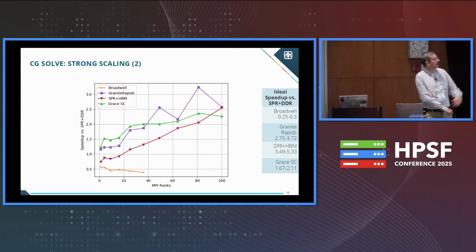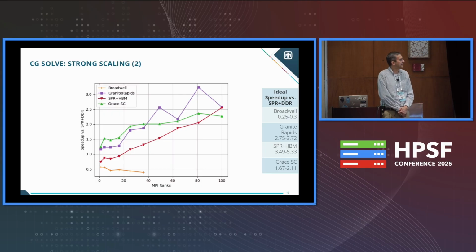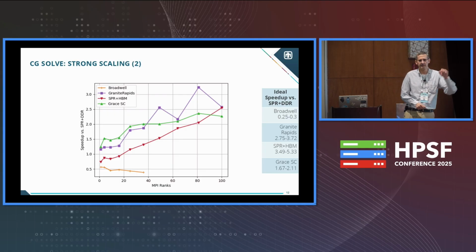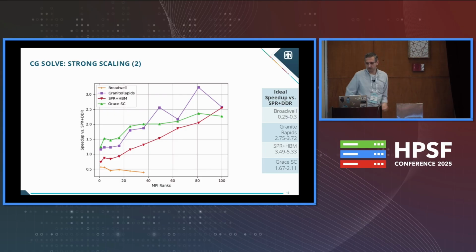We see our older Broadwell machine is actually faster than you think it should be, by a non-trivial amount. Our Sapphire Rapids with HBM, the next one up there in red, is actually slower than the DDR at low core counts, but eventually cruises up to sort of a 2.5-ish range as everything gets going. Grace looks really good. It's definitely in that 2-ish range that you expect, and Granite Rapids is a bit more variable, and this might be, you know, my limited observations, but it gets up in the 3+ range.